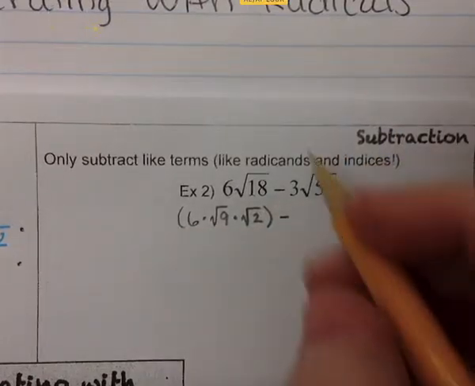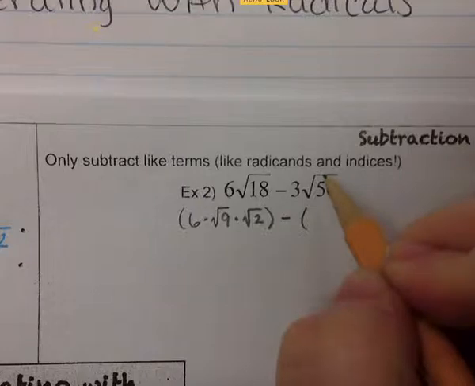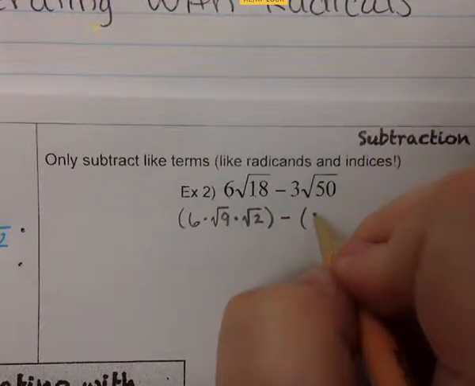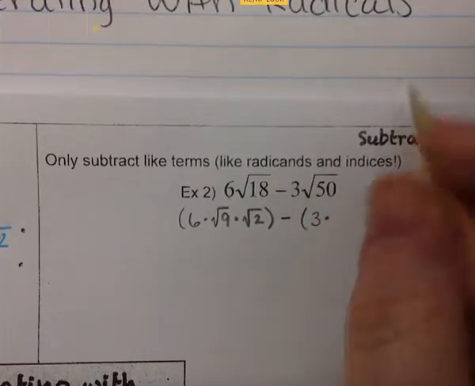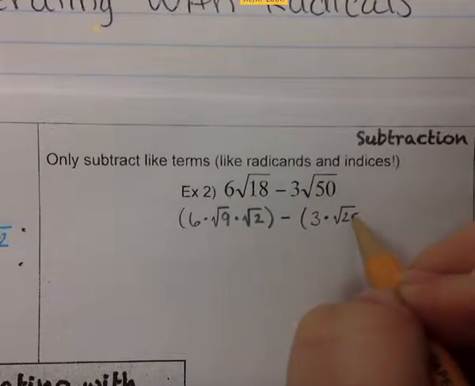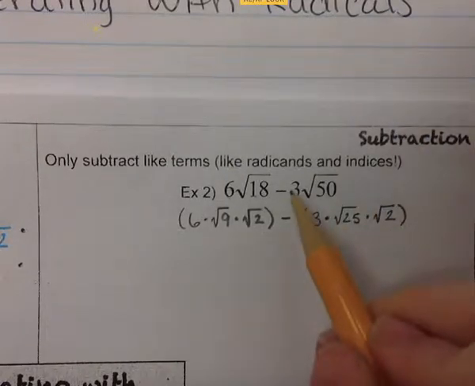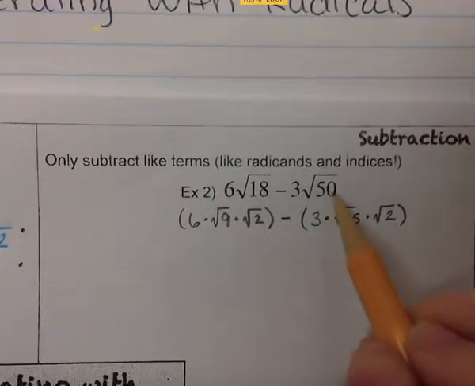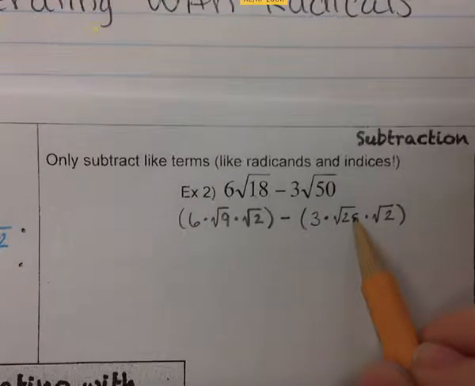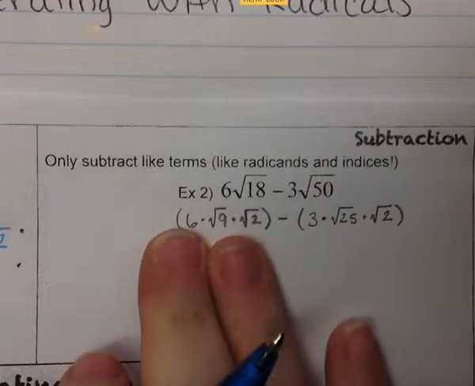minus, I'm going to have my parentheses, because I want to focus on this part right here. The original coefficient is 3 times the square root of 50, which becomes the square root of 25 times the square root of 2. Because again, the original coefficient is 3, 50 is 25 times 2, and 25 is the largest perfect square. So now I want to simplify this aspect right here.